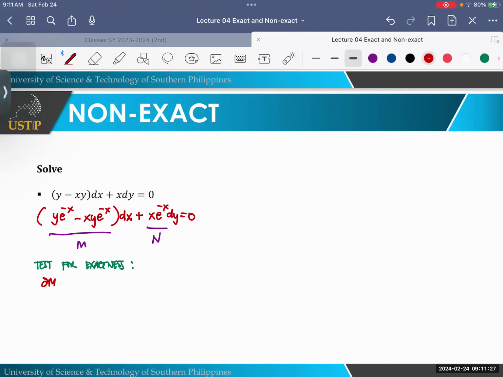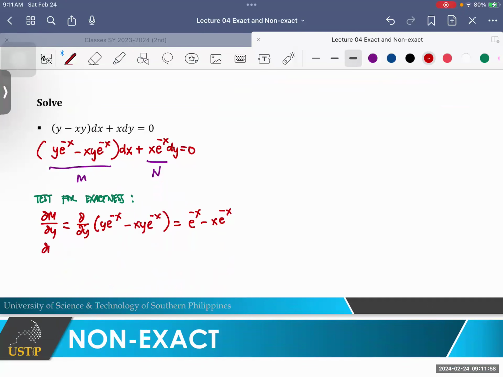Okay, partial derivative of M with respect to y. That is y e to the negative x minus xy e to the negative x. Okay, so ganito, x will become constant, considered as constant. So what will happen here is, mahimo ning e to the negative x, minus x e to the negative x. Okay? The second one, partial derivative of N with respect to x, that will become x e to the negative x.